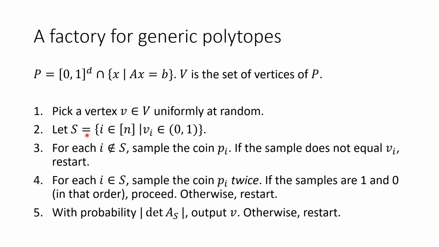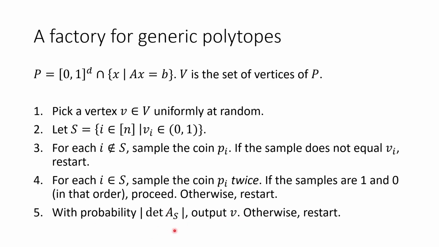Otherwise, we'll continue to step 4, where we'll look at each coordinate inside S, and we'll sample the coin p sub i twice. If the samples are 1 and 0 in that order, we'll proceed. So in other words, with probability p_i times 1 minus p_i, we'll proceed. Otherwise, we'll restart. And then finally, if we get to step 5, then with probability equal to the magnitude of the determinant of A sub S, we'll output the vertex v.